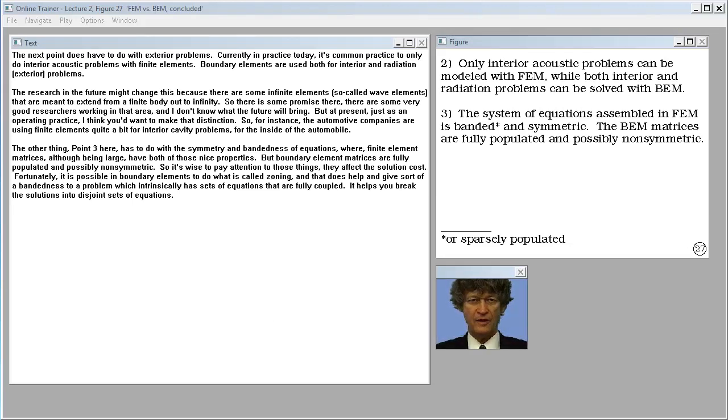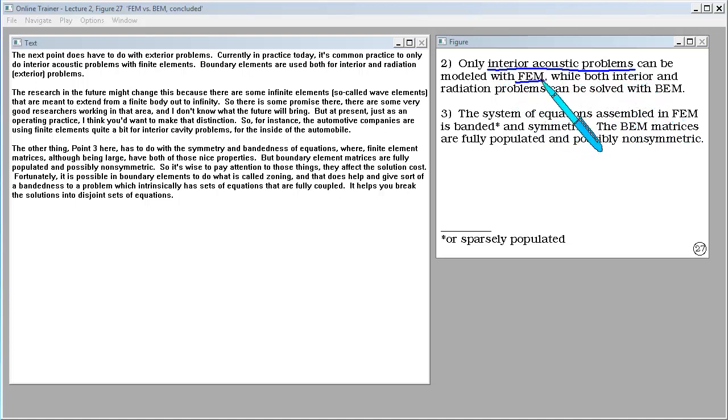The next point does have to do with exterior problems. Currently in practice today, it's common practice to only do interior acoustic problems with finite elements. But boundary elements are used both for interior and radiation problems, exterior problems. The research in the future might change this, because there are some infinite elements and so-called wave elements that are meant to extend from a finite body out to infinity. So there's some promise there.